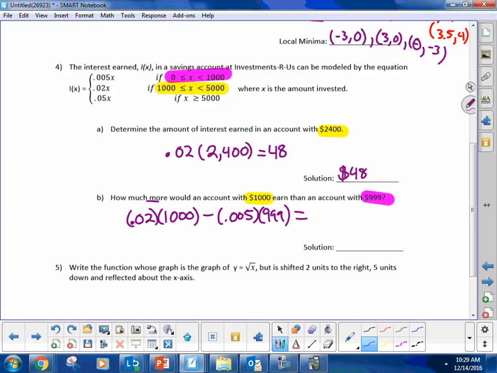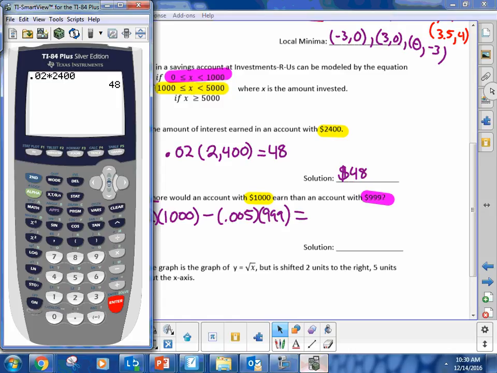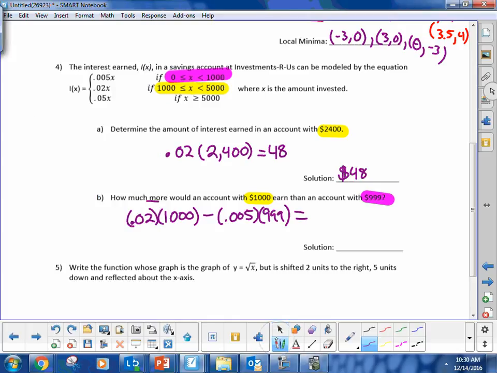The way I knew which one was which had to do with the little line underneath. If you notice, this one says not included. That's important to know. There's no line there. So 1,000 goes with the other one because you see the line. This is just going to be a calculator computation. So 0.20 times 1,000 minus 0.005 times 9.99, which means my solution is 15.005. So that's how much difference there is in money between one and the other.